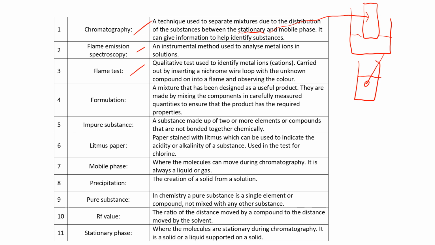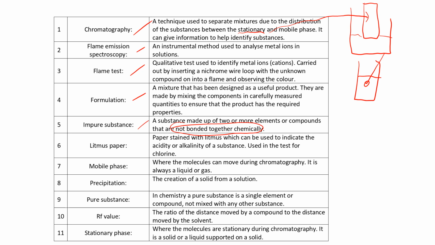Formulation: a mixture that has been designed as a useful product, like baby formula or paint. They are made by mixing the components in carefully measured quantities to ensure the product has the required properties. Paracetamol is the same everywhere. Mixture: a substance made up of two or more elements or compounds that are not bonded. Impure substance.